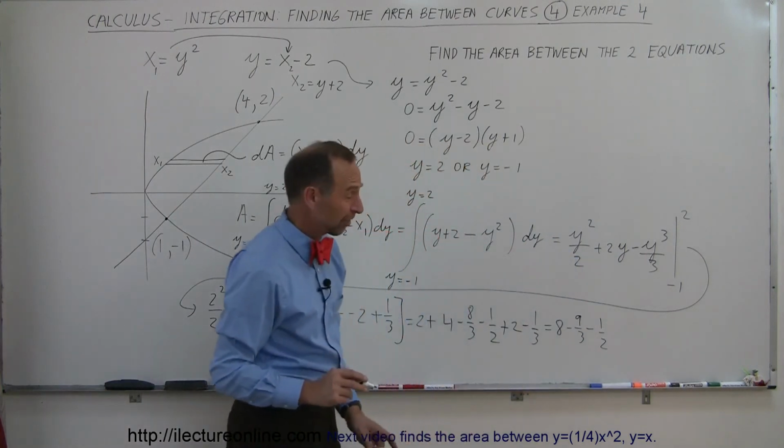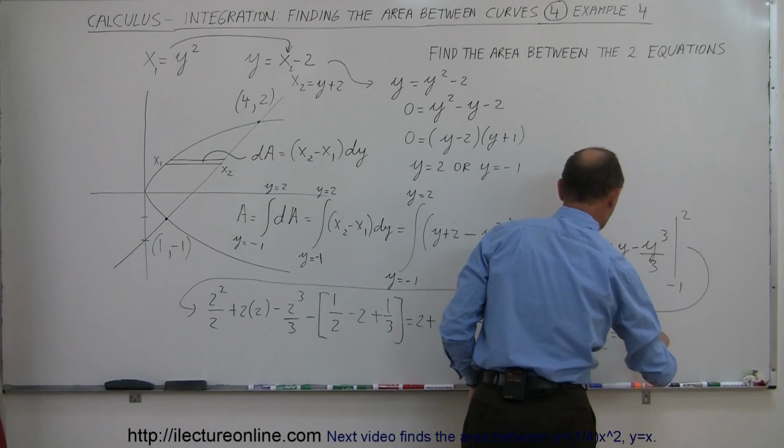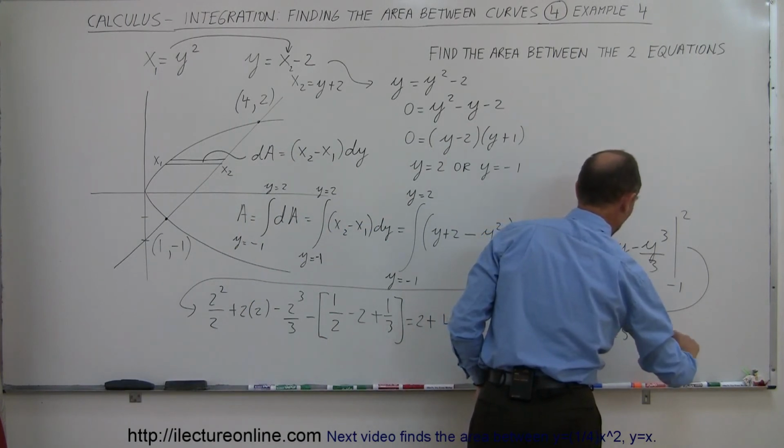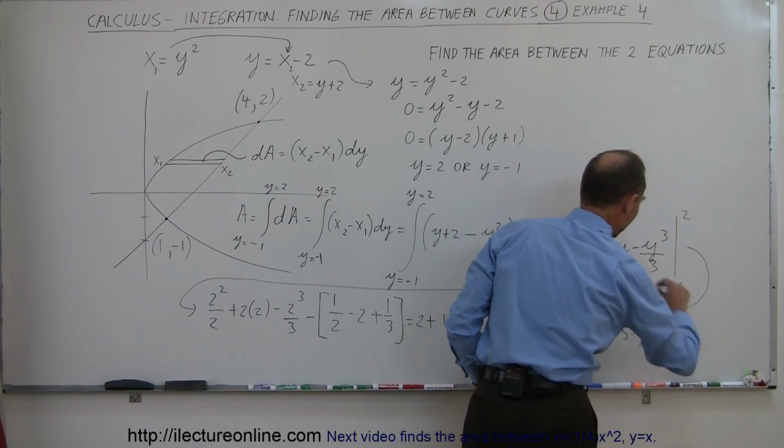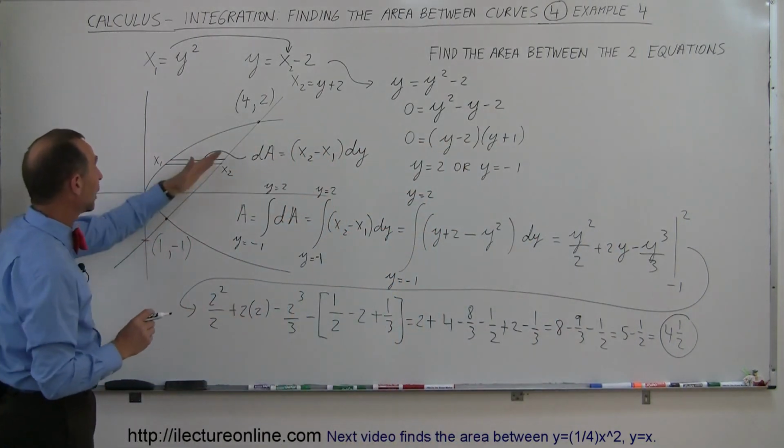Of course, 9 thirds, that's equal to 3. 8 minus 3 is 5. So I get 5 minus a half, which is 4 and a half. And there's the area between those two functions, or I shouldn't say functions, between those two equations.